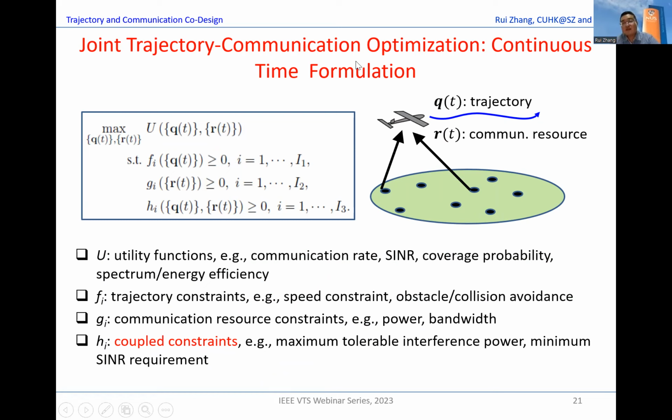Another challenge for this optimization problem is that all the variables q(t) and r(t) are continuous-time variables. Continuous-time variables mean that, theoretically, you have an infinite number of them to optimize. That's not feasible to optimize in finite time. So, as I said, there are two main challenges. One is the coupling of the design variables q(t) and r(t), the UAV trajectory and the communication resource allocation. The other is the continuous-time variables to optimize. So how do we solve these two challenges?